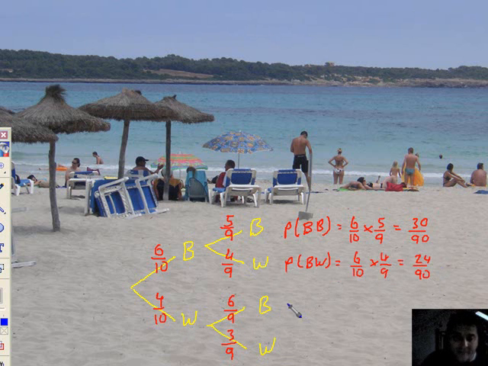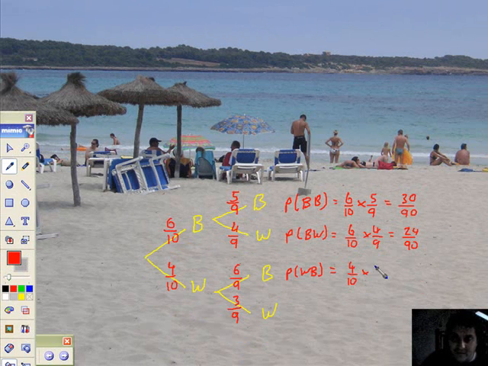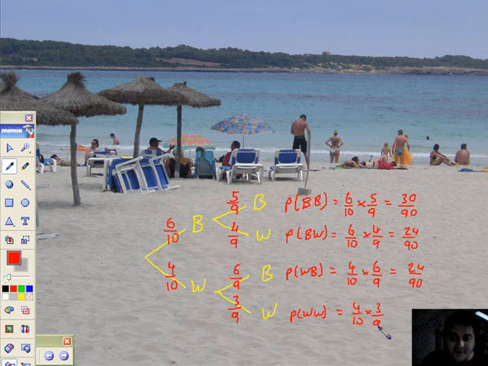Then white first, then black. Probability of white, then black. That's going to be 4/10 followed by 6/9. So we've not taken the black one out yet. Still 24 over 90. And last of all, probability of getting a white counter followed by a white counter, you're looking at 4/10 and the remaining 3 out of 9. So that would give us 12 over 90. Right, let's leave it all out of 90. We can simplify at the end if we want to.